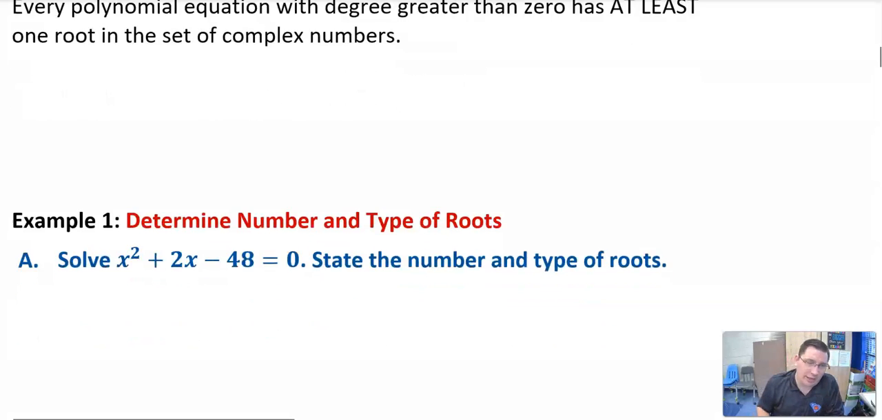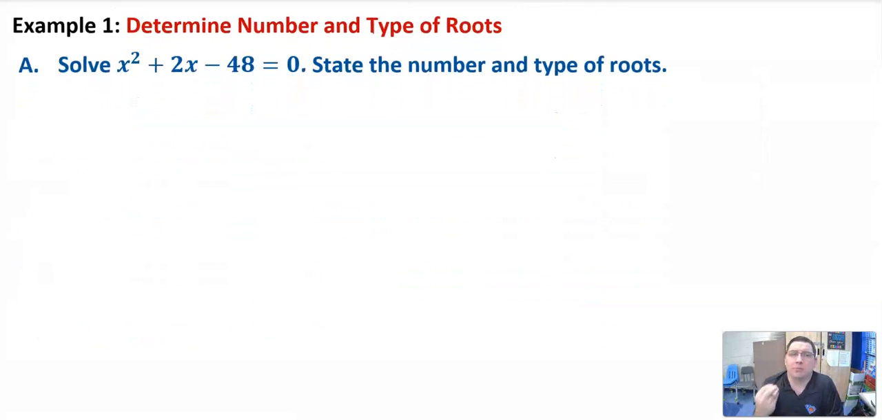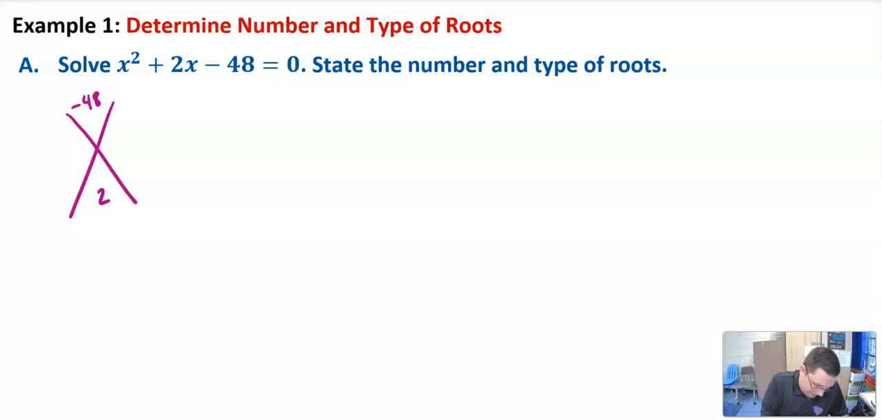So in example 1a, we have x squared plus 2x minus 48 is equal to 0. We want to state the number and types of roots. Well, this is a quadratic, so we go back to our quadratic rules. Can we factor this? Can we solve this and figure out what x's are available to us? So if we try to factor this, remember our x puzzle, right? And so a times c is going to be negative 48. My b is positive 2. So what's going to multiply to negative 48 and add to positive 2?